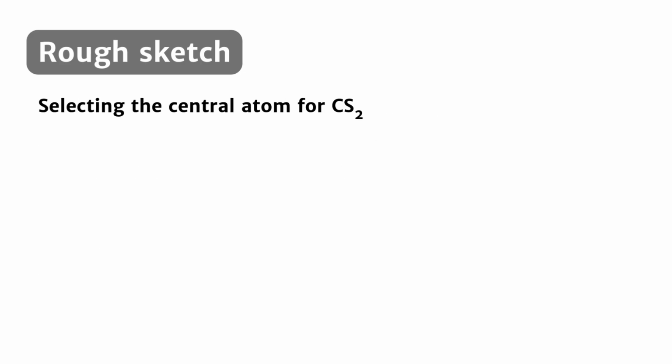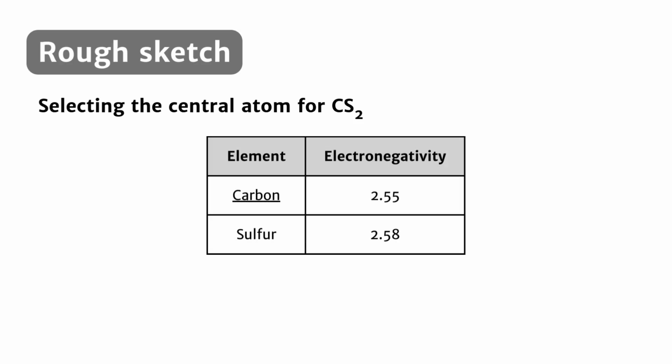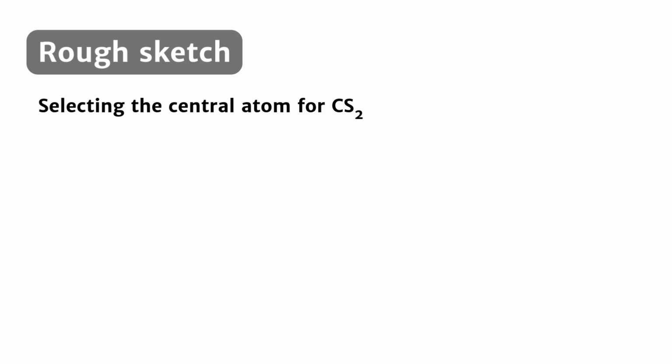When determining the central atom for CS2, prioritize placing the element with the lower electronegativity at the center. The electronegativity of carbon is 2.55, and the electronegativity of sulfur is 2.58. Since carbon has a lower electronegativity value than sulfur, carbon should be chosen as the central atom. Therefore, in the rough diagram of CS2, place the carbon atom at the center, with 2 sulfur atoms arranged outside.